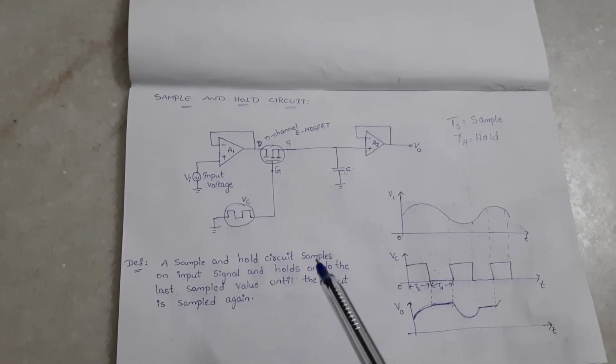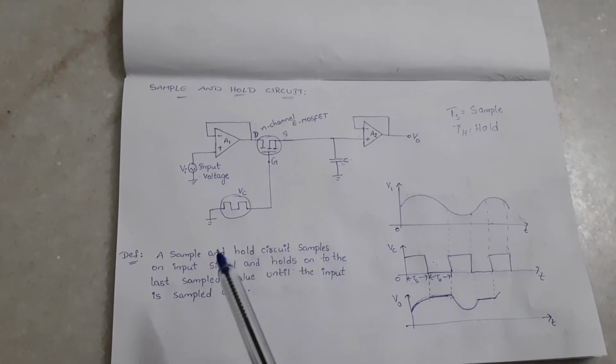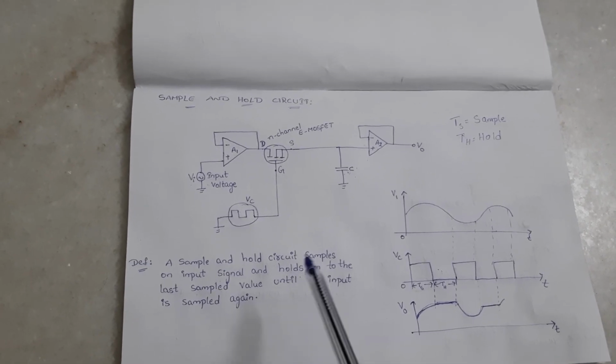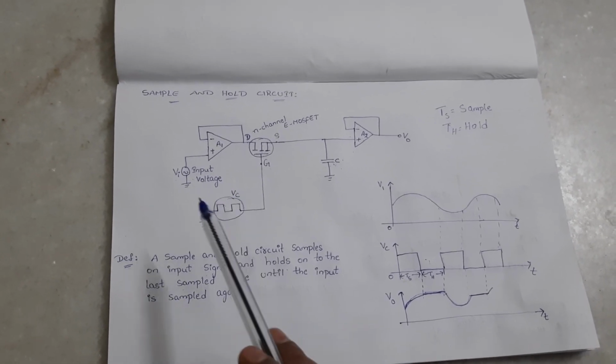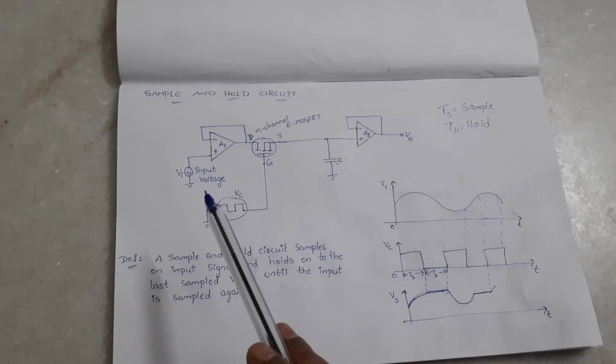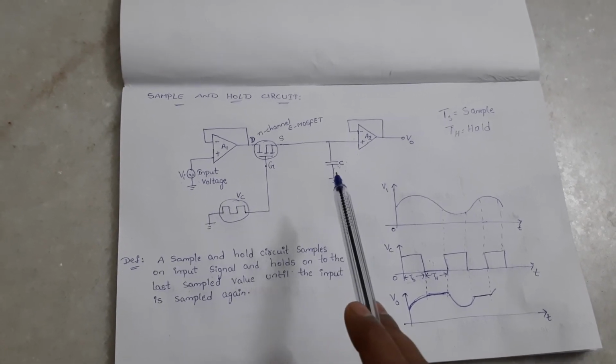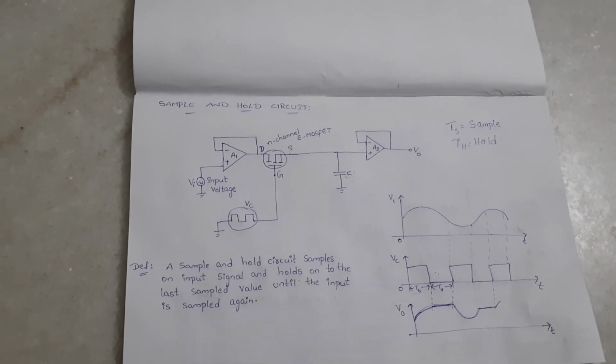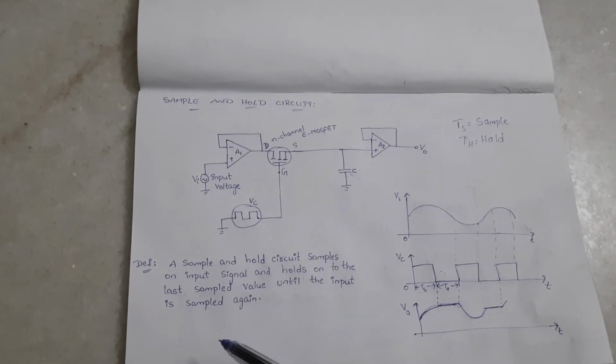That's why, see the definition: a sample and hold circuit samples an input signal and holds the last sample value until the input is sampled again.